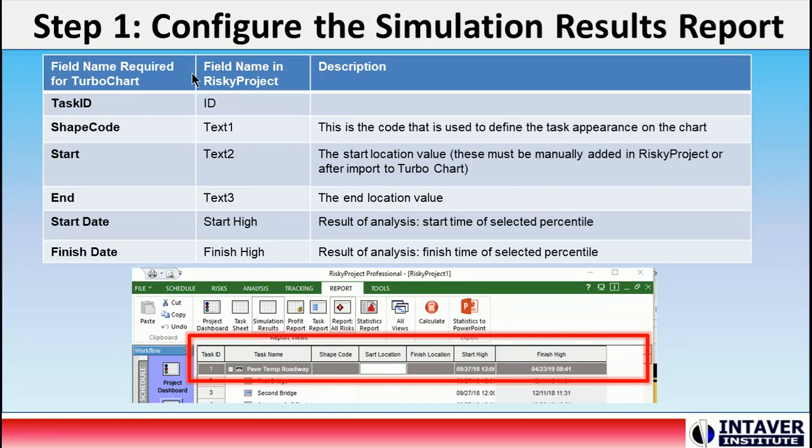In these cases, the start date and end date will be finish high, finish low. For shape code we'll use Text 1, for start location we'll use Text 2, and for end location we'll use Text 3. And we see a little example down here at the bottom of the simulation results report being set up with the required columns.